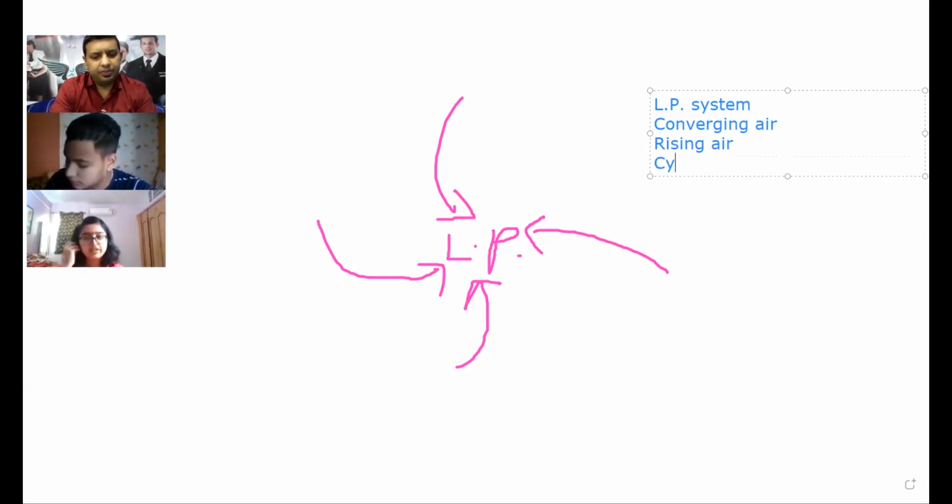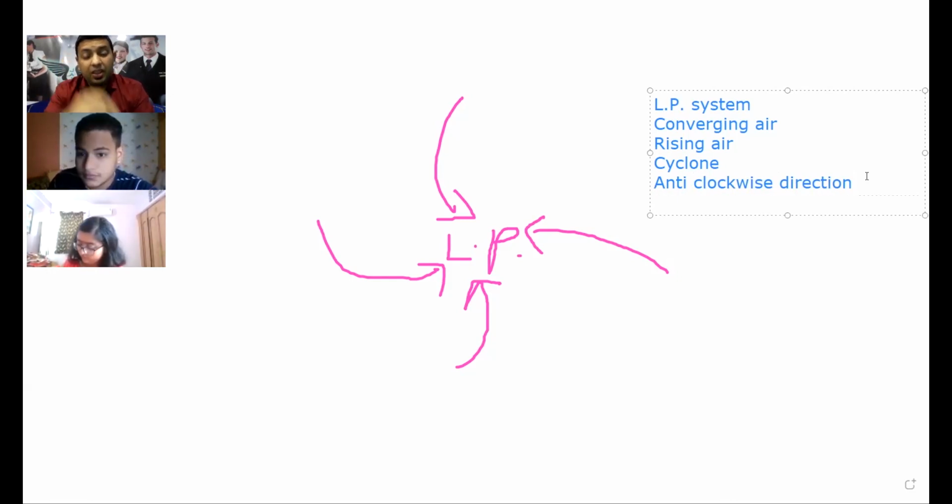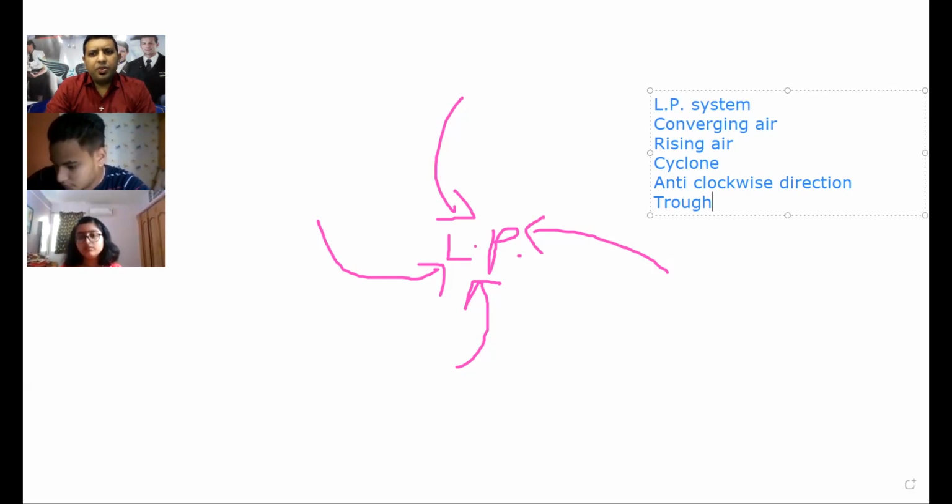It is called cyclone. Anti-clockwise direction of airflow. Low pressure system: converging air, rising air, cyclone, anti-clockwise direction, and an elongated area of low pressure is called a trough. Make sense? So low pressure system: converging air, rising air, cyclone, anti-clockwise direction, trough.